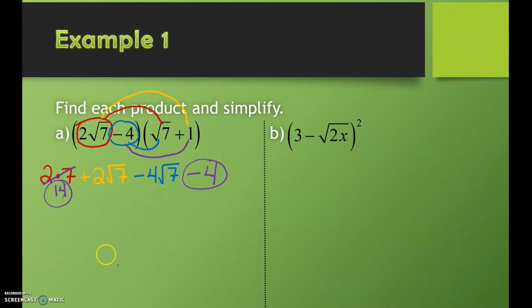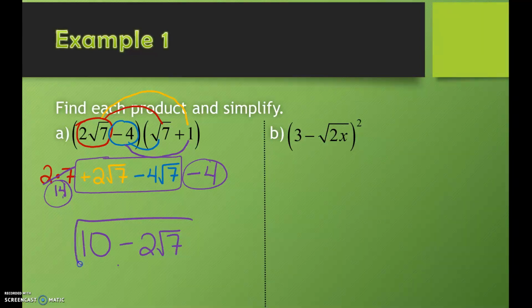What is 14 minus 4? 10. And then we have 2 square root of 7 minus 4 square root of 7. 2 minus 4 is negative 2 times the square root of 7. Sorry, that orange really doesn't show up very well on the green, does it? Sorry about that. I won't use orange anymore.